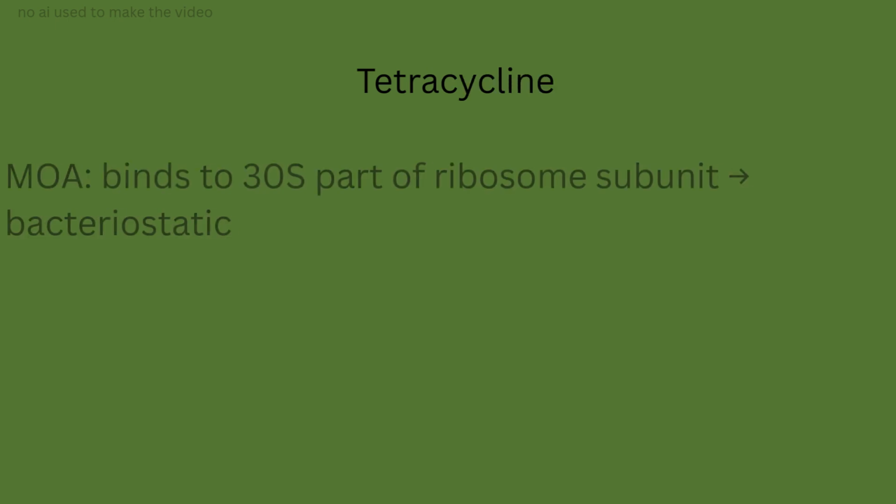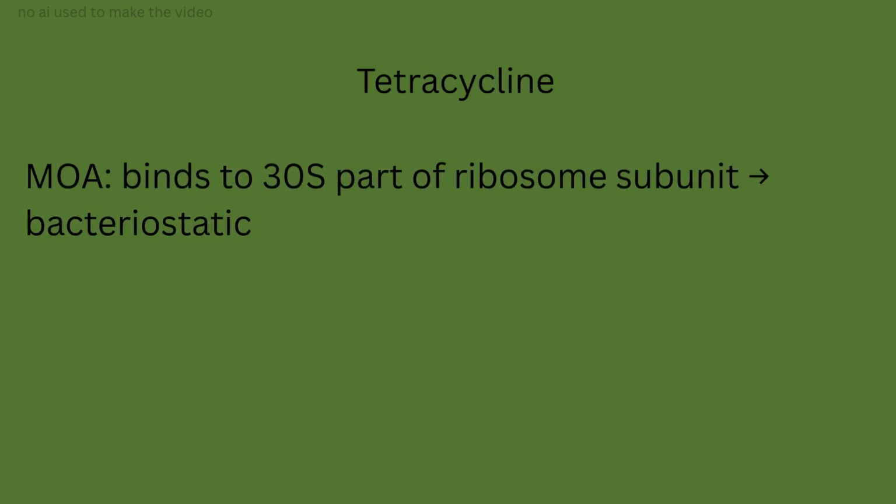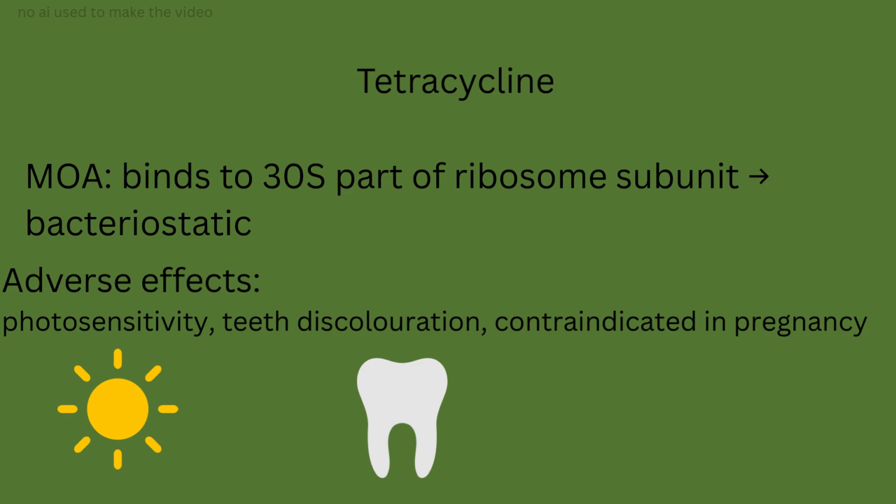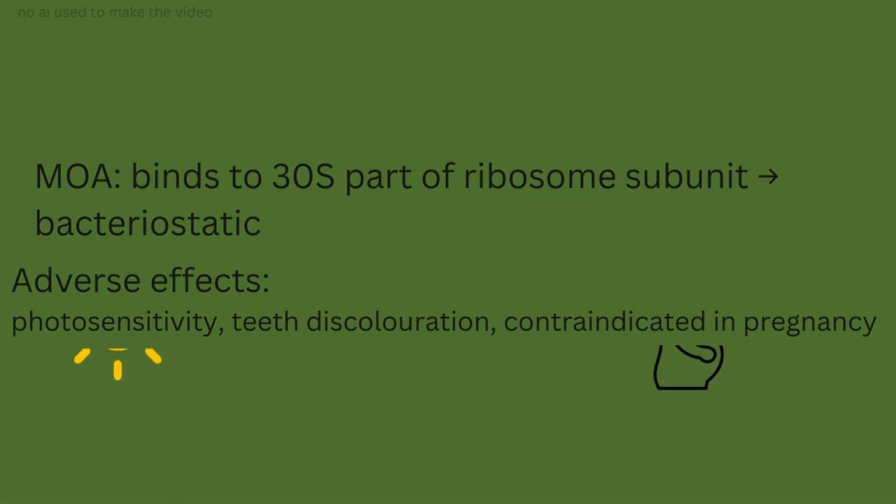Next is tetracycline. The mechanism of action is it stops the protein synthesis by stopping the tRNA binding to 30S ribosomes, and it is bacteriostatic in nature. The adverse effects are photosensitivity as well as teeth discoloration, and it is contraindicated in pregnancy.